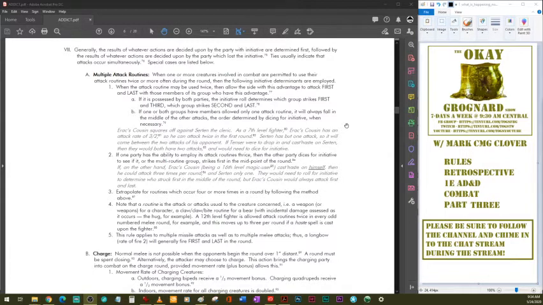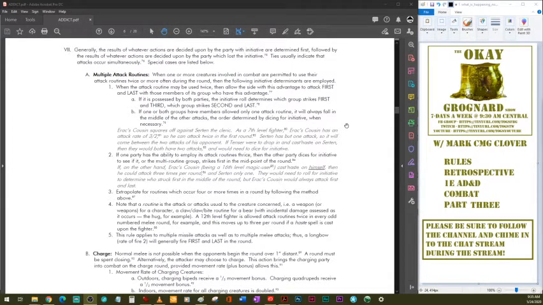Number 2. If one party has the ability to employ its attack routines thrice, then the other party dices for initiative to see if it or the multi-routine group strikes first in the midpoint of the round. The example given, and this continues on from the previous example: if, on the other hand, Eric's cousin, being a 16th level magic user, cast haste on himself, then he could attack 3 times per round and Certain only 1. They would need to roll for initiative to determine who struck first in the middle of the round, but Eric's cousin would always attack first and last.